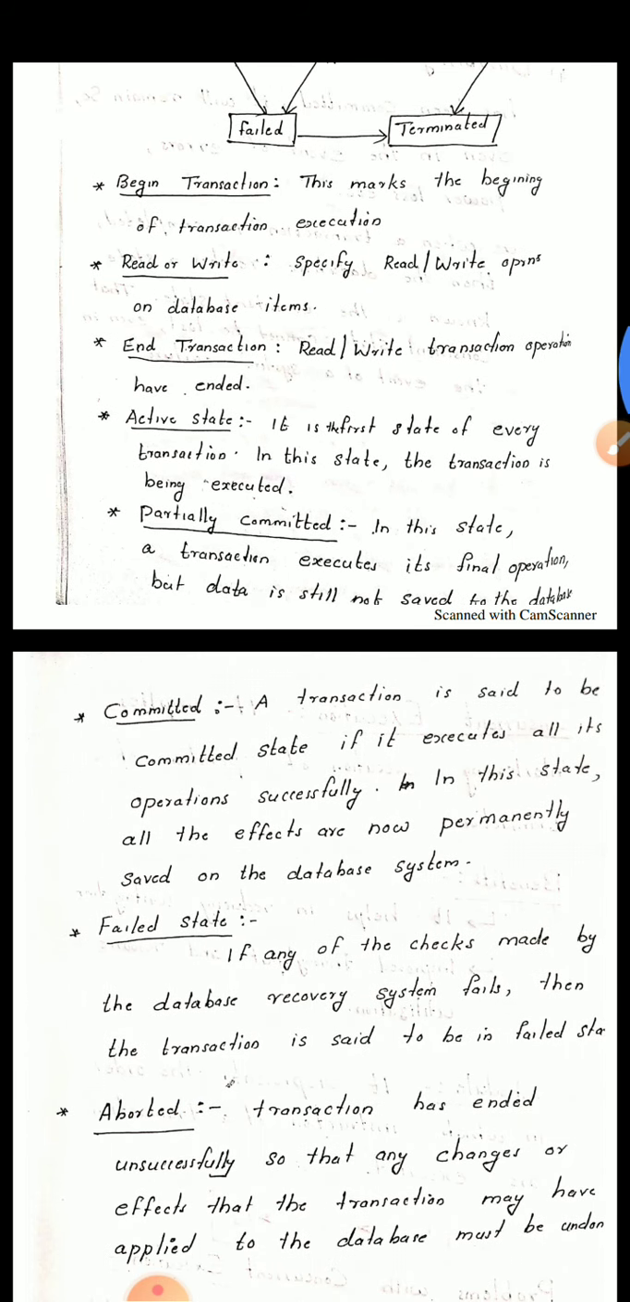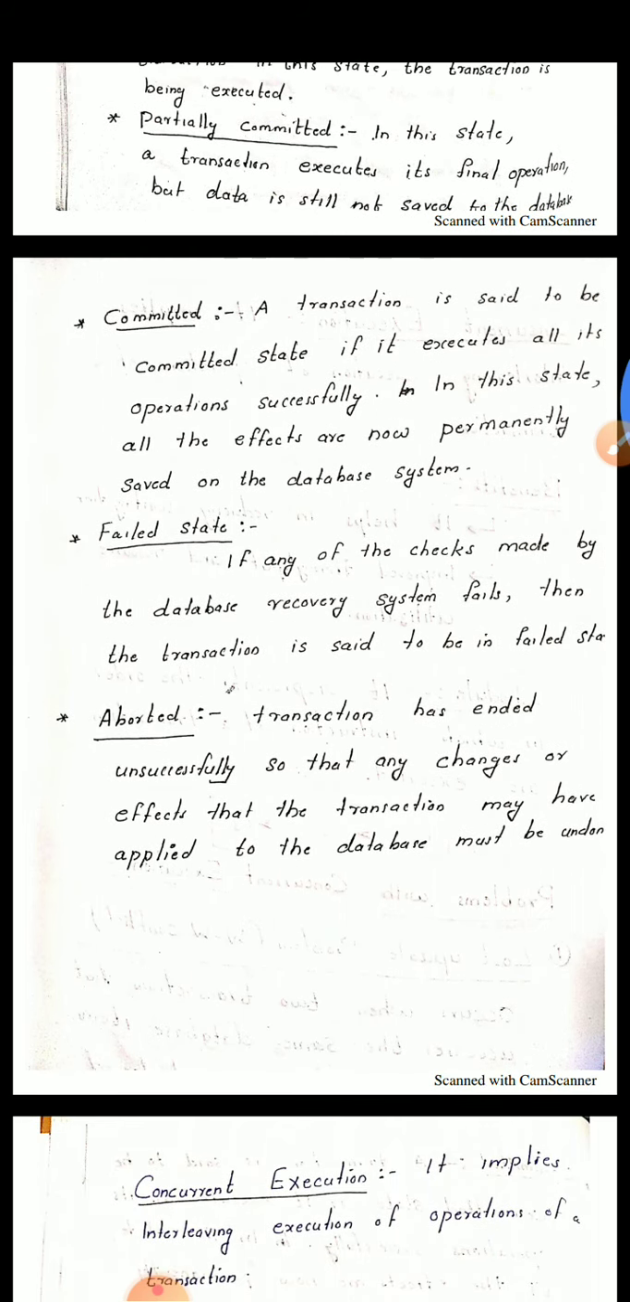And the failed state: if any of the checks made by the database recovery system fails, then the transaction is said to be in the failed state. Aborted means a transaction is said to be aborted, a signal that the transaction has been unsuccessful, and so all temporary changes in the database are undone, and a committed transaction cannot be rolled back. Here, rollback and aborted are the same.